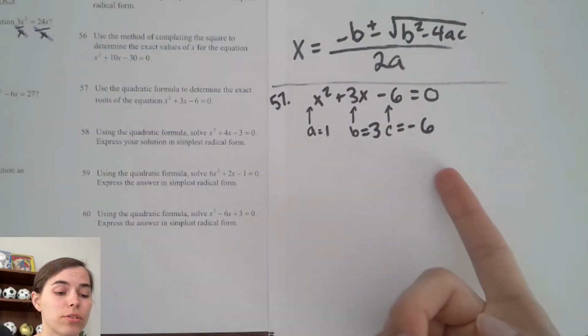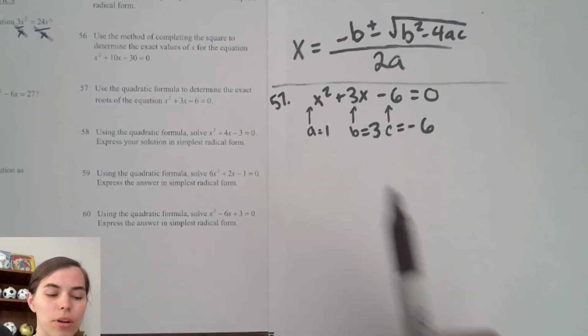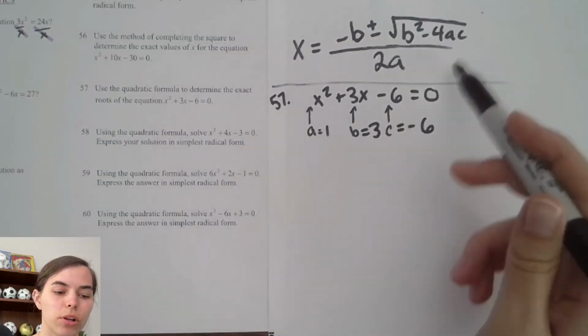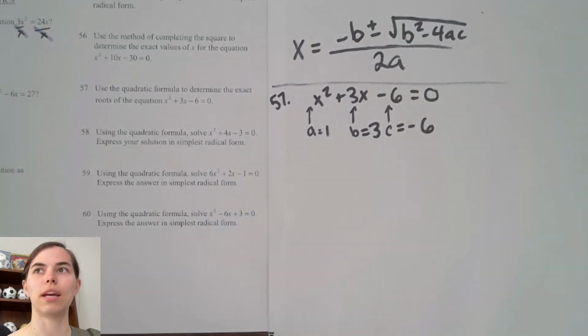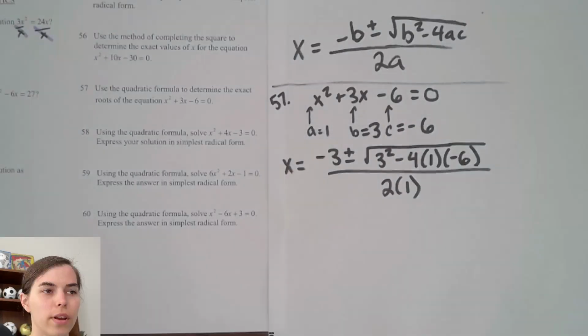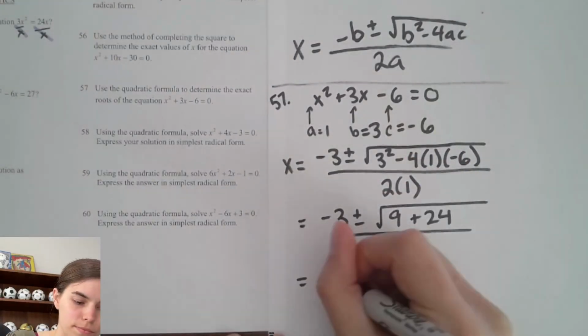So we can take those numbers and plug them into your equation. I would recommend writing out what a, b, and c are like this every single time, just so you don't get confused as you're plugging things in. So let's just get right into it and plug in those numbers. So there it is, all substituted in. Now we can just do a little bit of simplifying.